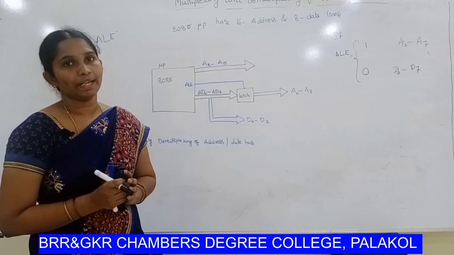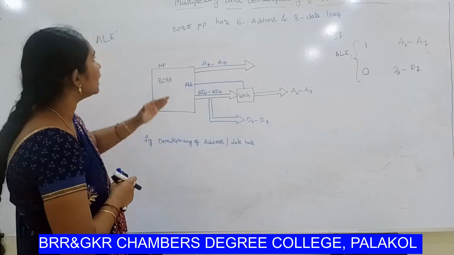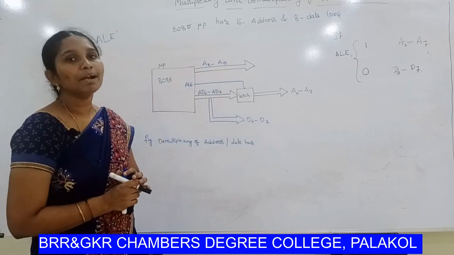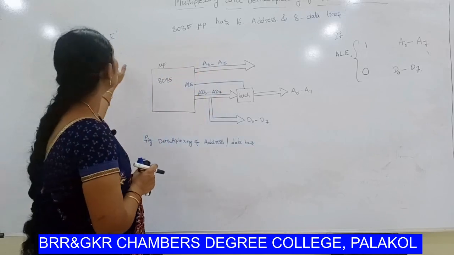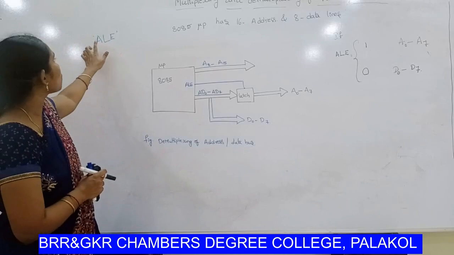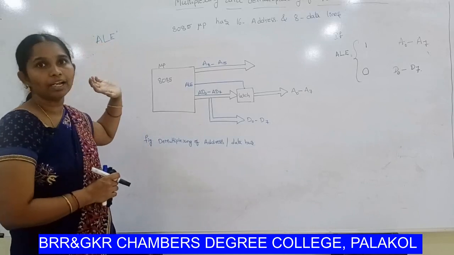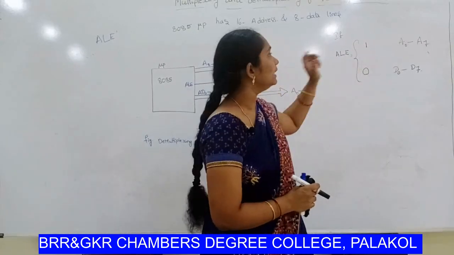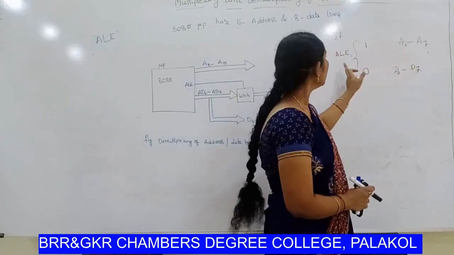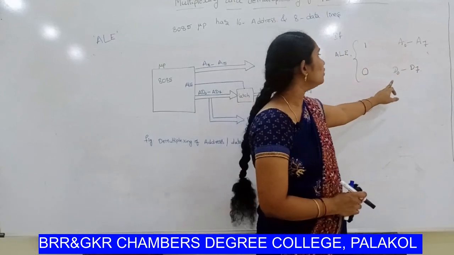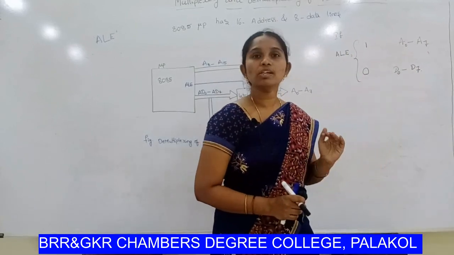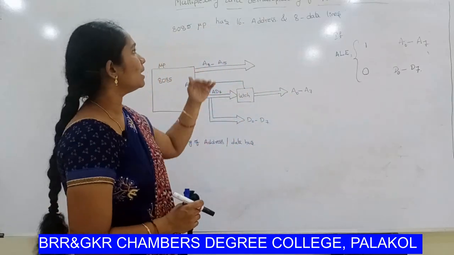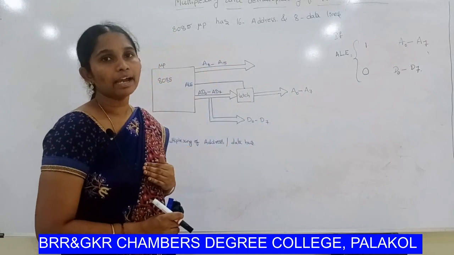After multiplexing, we have to demultiplex these address and data lines. For the demultiplexing process, we have to use one signal, that signal is called address latch enable. When the address latch enable is equal to 1, it will carry the address lines. When ALE is equal to 0, it will carry the data lines. These are the important points about the multiplexing and demultiplexing of address and data bus.